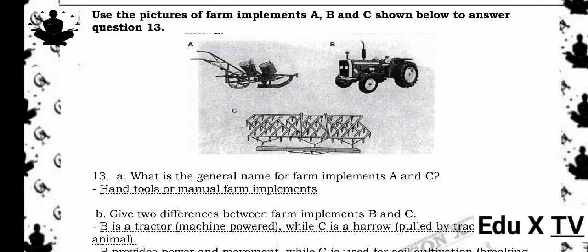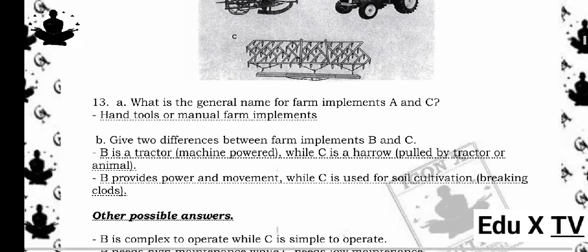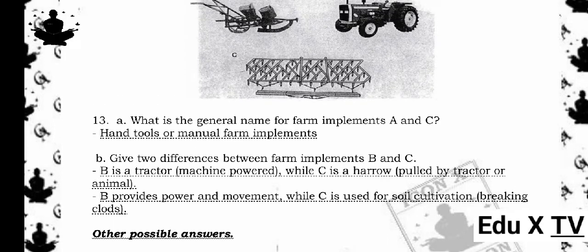13. A. What is the general name for farm implements A and C? Farm implements or implements. B. Give 2 differences between farm implements B and C. B is a tractor, machine powered, while C is a harrow, implement pulled by tractor or animal.